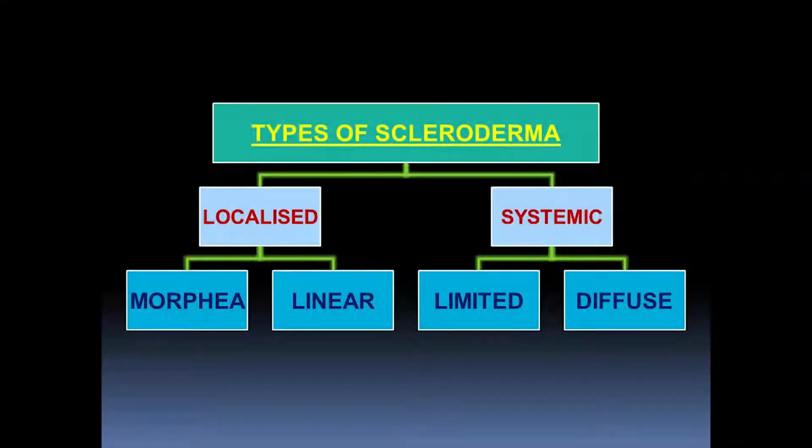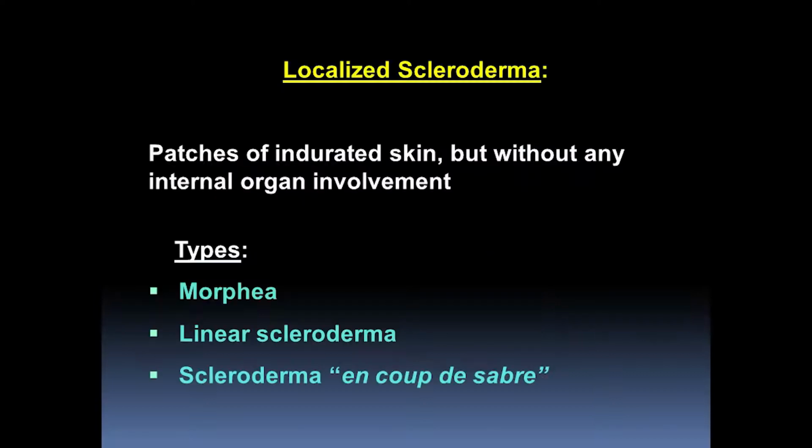The types of scleroderma: one that is confined just to the skin, called localized scleroderma, and there are different subtypes of it, morphea, linear scleroderma, and en coup de sabre, whereas systemic sclerosis has both limited and diffuse cutaneous subsets. In localized scleroderma, these patients develop painless, discolored, indurated patches, but without any internal organ involvement. The types, as I mentioned earlier, are morphea, linear scleroderma, and en coup de sabre.